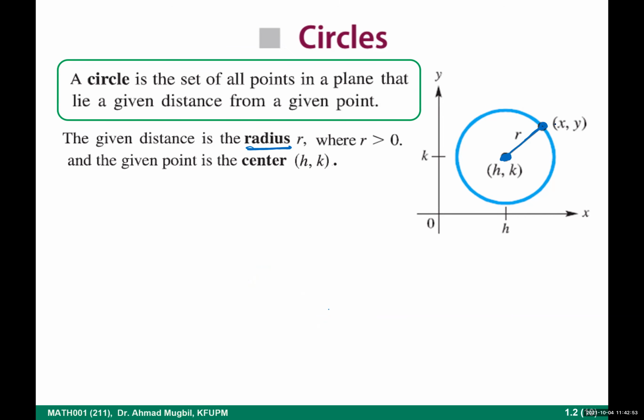The question now is, what will be the equation of this circle? To know that, you need to use the ideas that we learned before. Whatever point you take, the distance between it and the center will be the same. What is the distance between the center and this point? It is R. So according to the distance formula, R equals the square root of x minus h all squared plus y minus k all squared. Right? Now square both sides.